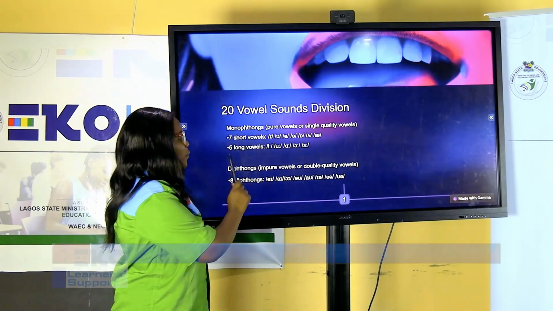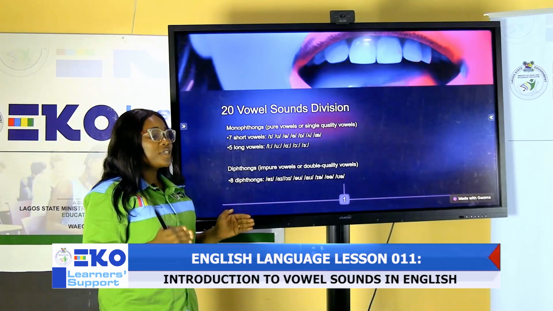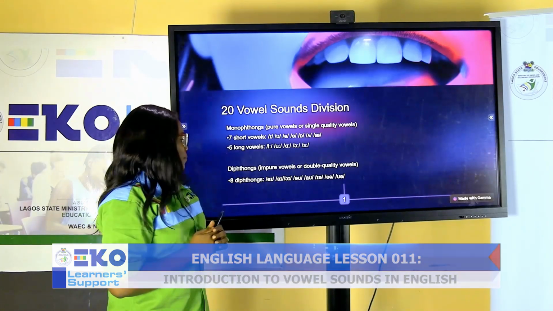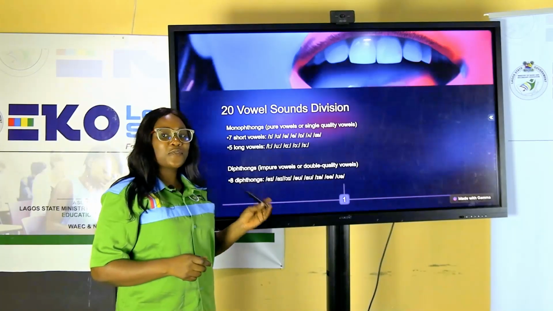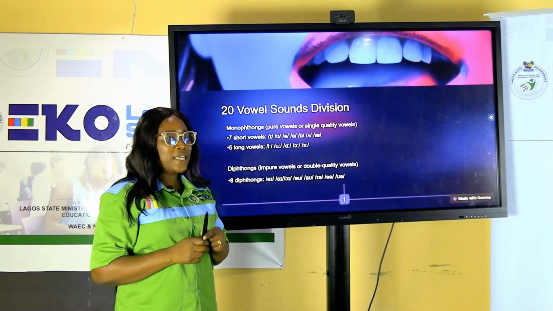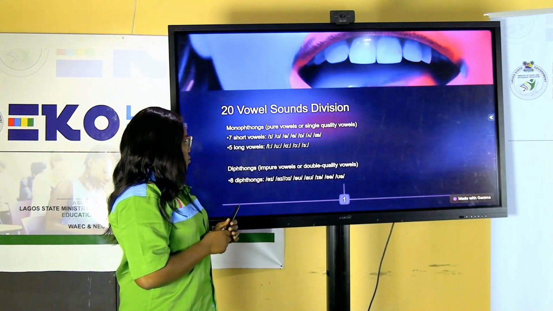Diphthongs are impure vowels or double quality vowels. Vowels that glide from one point of articulation to the other. Let's articulate these diphthongs together. I'll say the sound, you say it after me, and then I'll give you an example for each. Let's go.